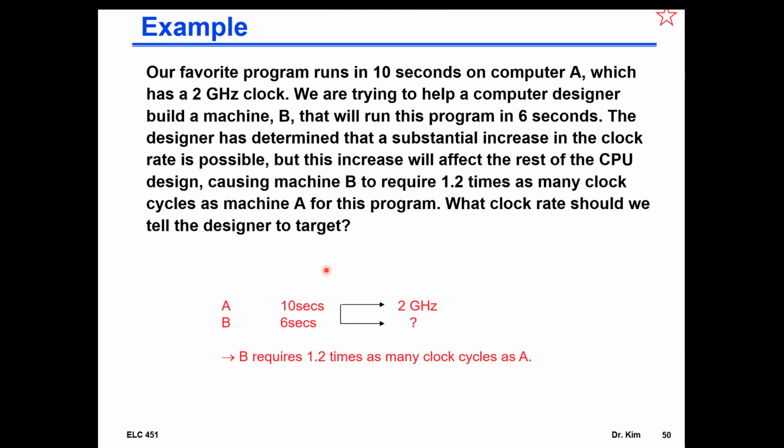So our favorite program runs 10 seconds on computer A, and that has a 2 gigahertz clock. And we're trying to help a computer designer build a machine B that will run this program in 6 seconds. The designer has determined that a substantial increase in the clock rate is possible, but this increase will affect the rest of the CPU design, causing machine B to require 1.2 times as many clock cycles as machine A for this program. What clock rate should we tell the designer to target?